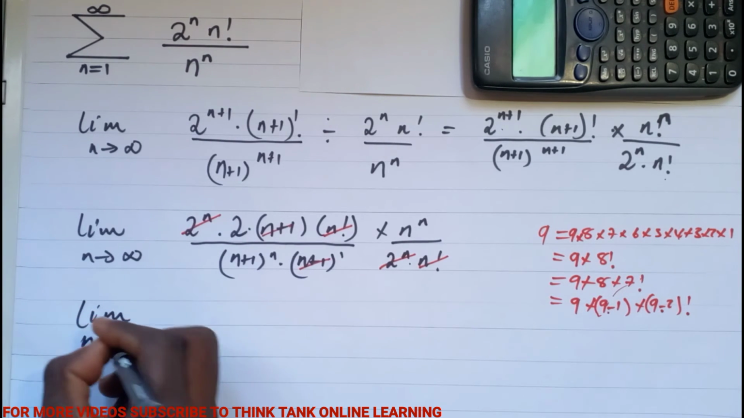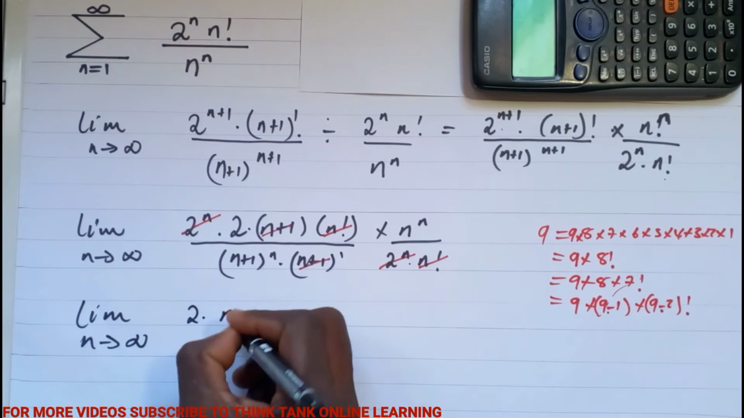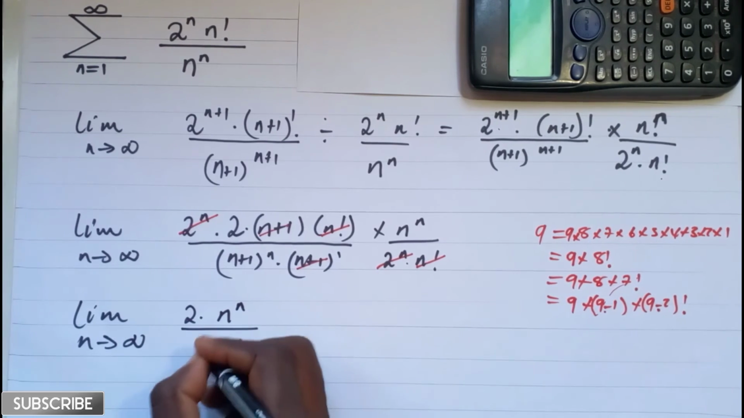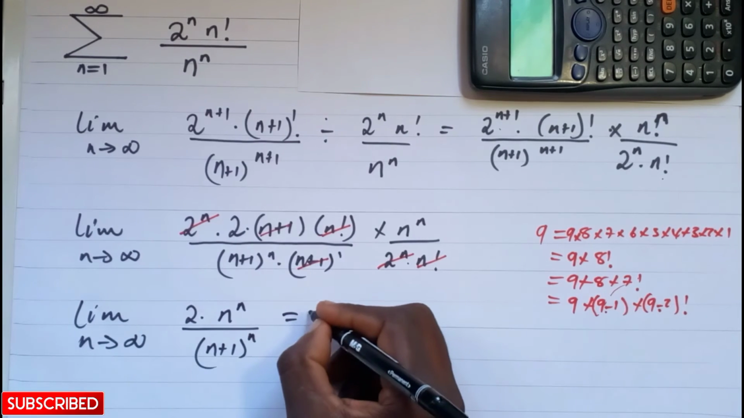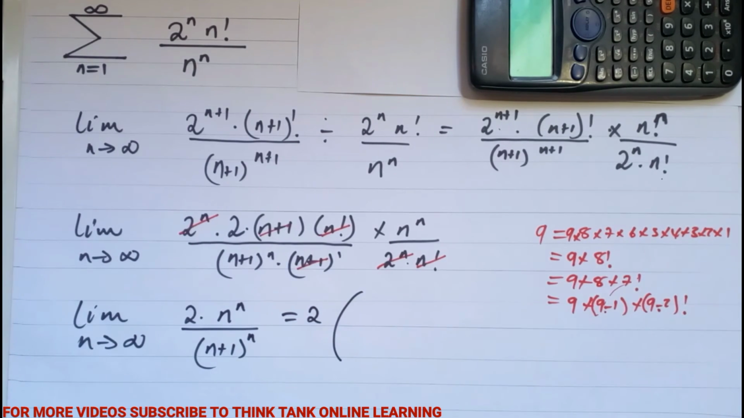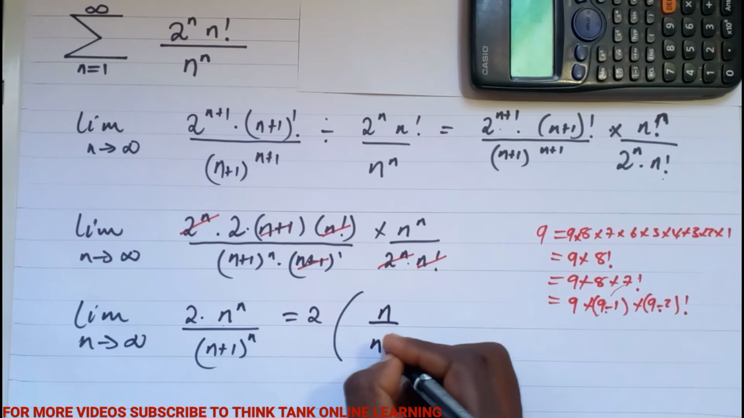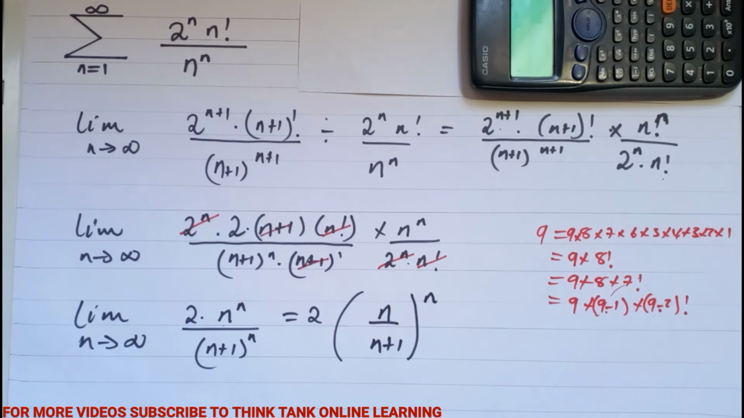limit as n approaches infinity of 2 to the power n over n plus 1 to the power n. 2 is a constant, so let's pull out the constant. Using the laws of indices, this is n to the power n, and this is n plus 1 to the power n. We have the same power, so it's the same as saying n over n plus 1, all to the power n.